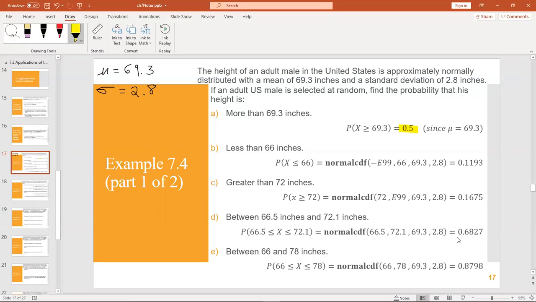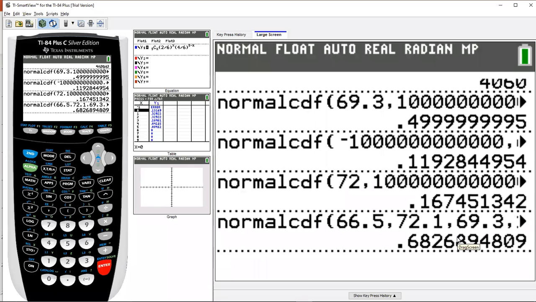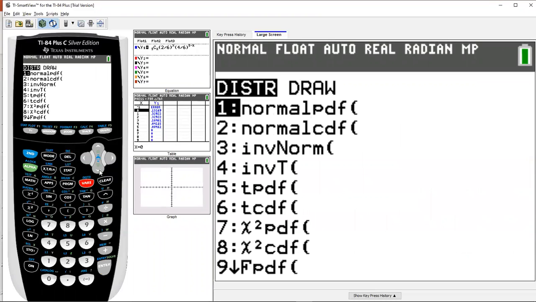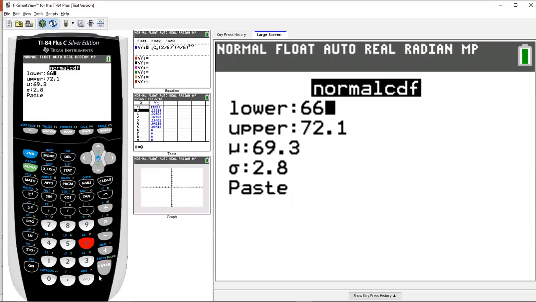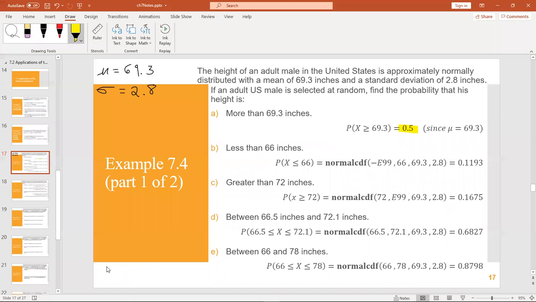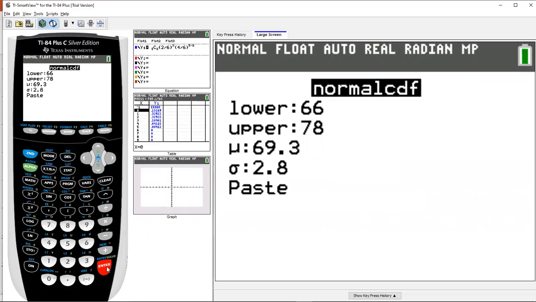66 and 78. So you do second vars. Pick the normal CDF. 66, 78. Double check, that is what that said. Yes, 66 to 78.